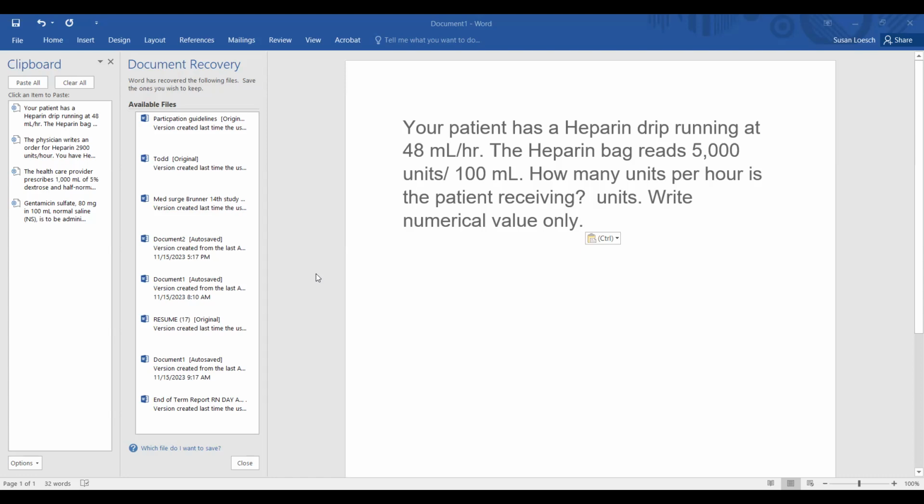So 48 mLs per hour. Oh no, what we have on hand is the 5,000 units per 100 mLs. So what you have to do is take your 5,000 and divide that by 100, right? And we know that it's running at 48 mLs per hour. So the first step here is to calculate your units per ml.